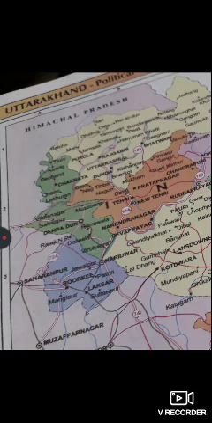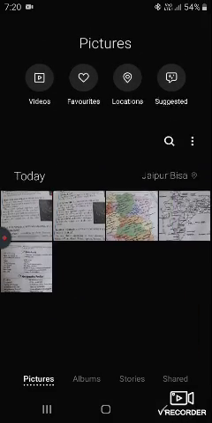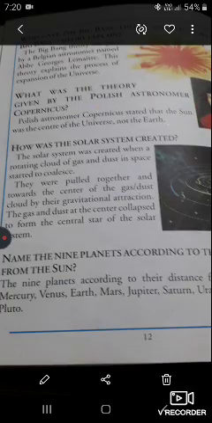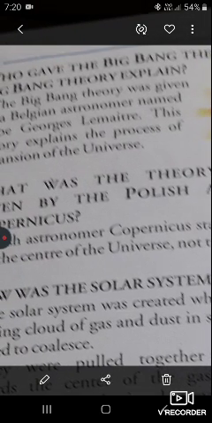So students, now I must discuss a few more things from science. The first question from science is: who gave the Big Bang theory and what does the Big Bang theory explain? The Big Bang theory was given by the Belgian astronomer Abbé Georges Lemaître. This theory explains the process of expansion of the universe.